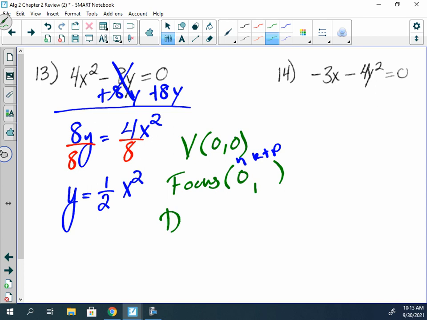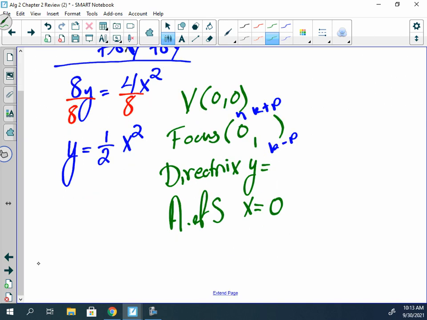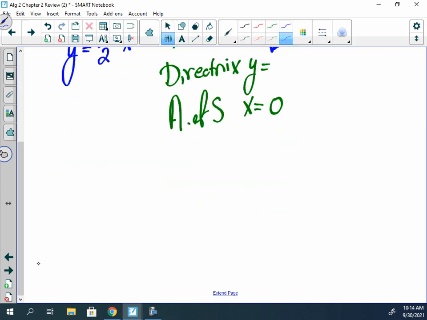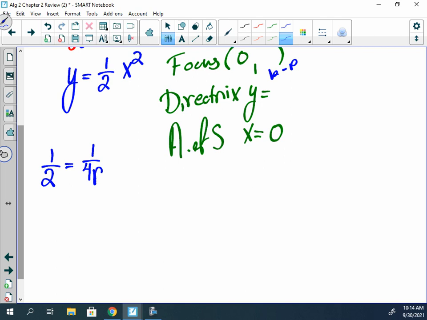Now our directrix is going to be y equals, well, this would be our k minus p, and our axis of symmetry would be x is equal to h, which is 0. So really what this leaves us with is finding the value of p. So we set 1/2 equal to what? 1 over 4p, because 1/2 is in that same place as 1 over 4p.